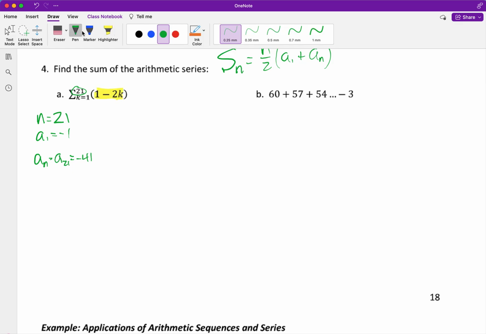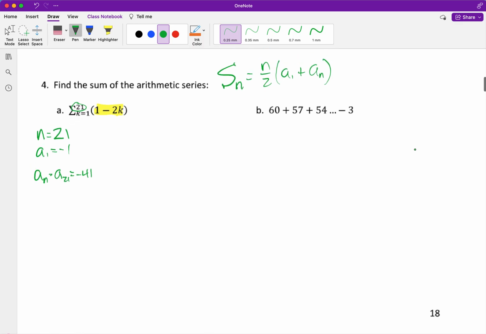Now I'm going to plug this into the formula right there to find the actual sum of these first 21 numbers. Okay, so the sum of the first 21 is going to be 21 over 2 times -1 plus -41. All right? And when I plug this into my calculator, I'll get that the sum is going to be -441. And again, when it's this type, you could check in the calculator and make sure you did it right.